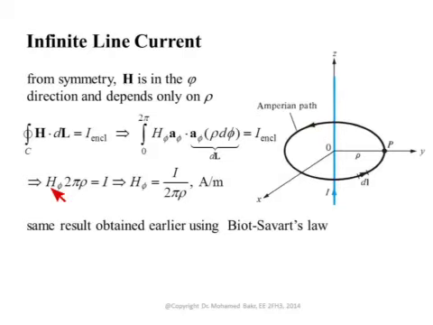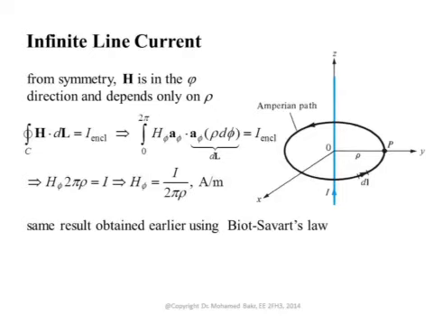I can take it out, and then the integral of rho d phi, when I carry out this integral over a circle, will give me 2 pi rho. And this will be equal to the current enclosed I, so the magnetic field is equal to I over 2 pi rho amperes per meter. This is exactly the same result that we got using the Biot-Savart law by carrying out a complicated integral.